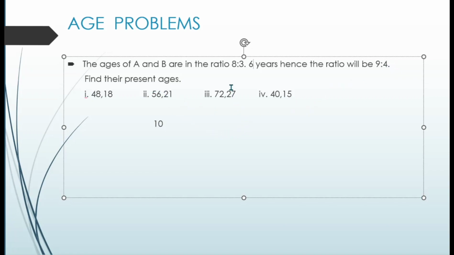So in this question, what you are supposed to find is the present ages. In the question, you're already given the present ages ratio. Your task is to find the present age. So it is the most basic concept that whatever the option is, it would be the ratio given in the question, that is, 8 is to 3.